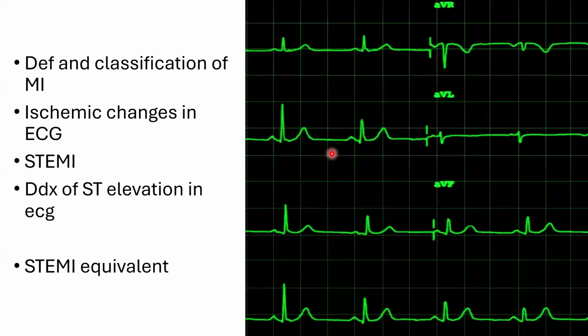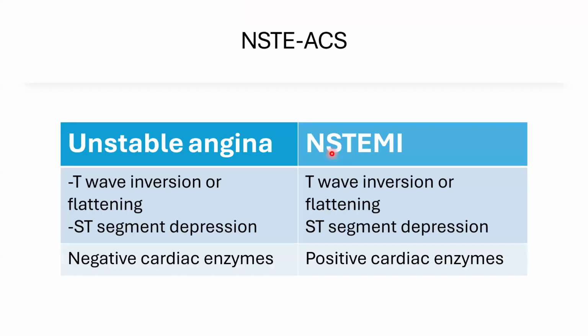So we've discussed the definition and the classification of the myocardial infarction, ischemic changes in EKG. We discussed STEMI and some differential diagnoses of the ST elevation in EKG. Now we're going to be talking a bit about the non-ST elevated acute coronary syndromes. We've mentioned them at the start of the lecture, and there are two types mainly: unstable angina and non-STEMI.